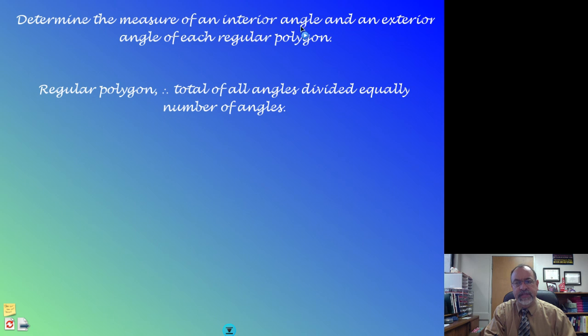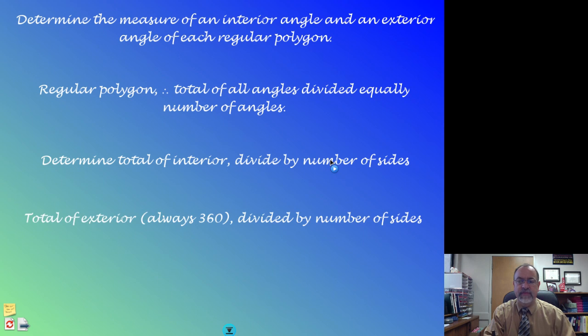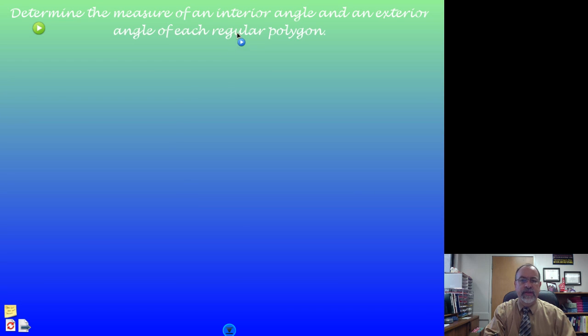Now remember, the sum of the interior angles is determined by doing n minus 2 times 180, and the exterior angles always add up to 360, so you would simply have to do that. That's kind of a long explanation, but basically it comes down to this: if you know the total, you divide by the number of sides. And the total for the exterior is always 360, so you divide by the number of sides. So let me do an example or two, and then hopefully that will wrap up what we're doing here.